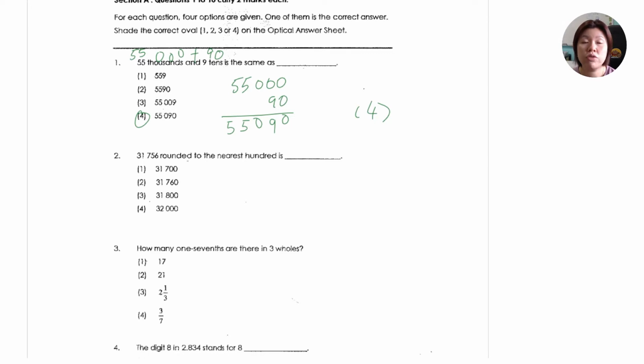Next, I want to round to the nearest 100. So the nearest 100 is here, and my neighbor friend is number 5. It's 5 or more, so you need to plus 1, and the rest will become 0. Answer will be 31,800, which is number 3.